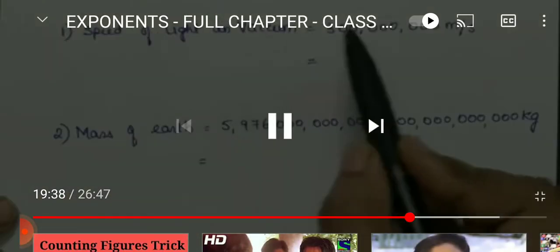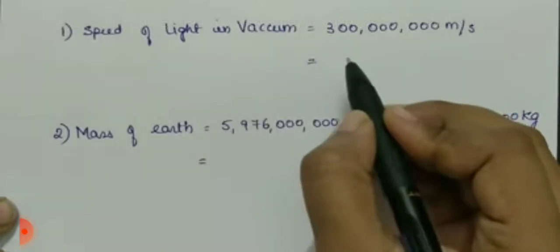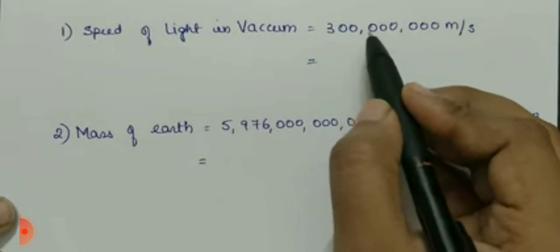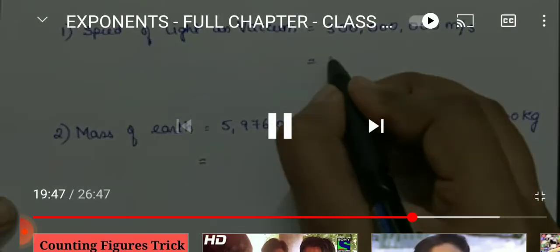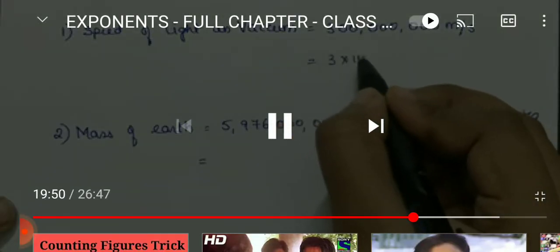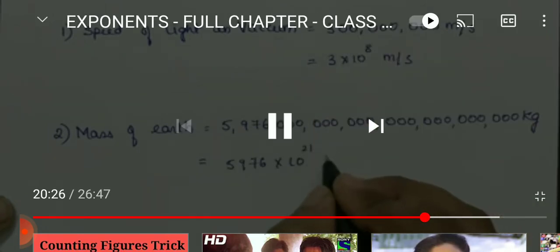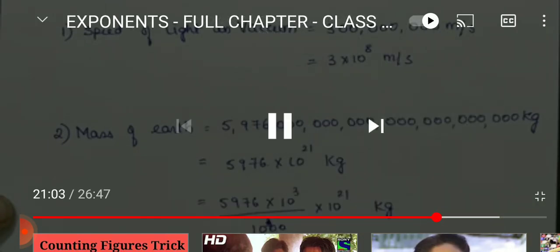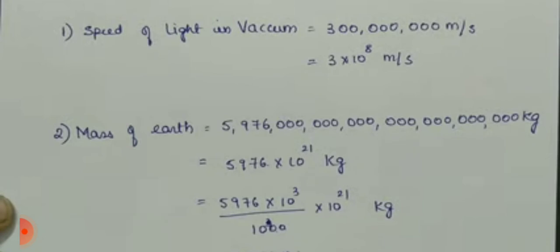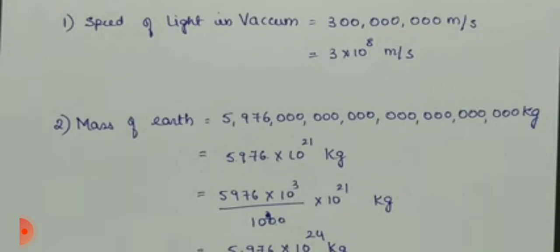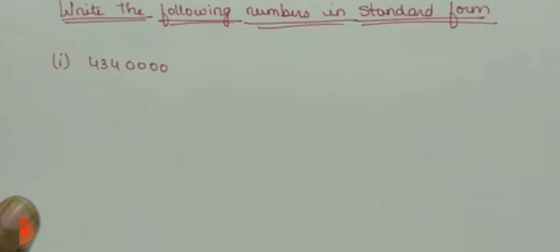Fourth term is this much. Using exponents, we need to express it in standard form. 5.976 into 10 to the power of, add 21 and 3. It is equal to 24 kgs. So it is equal to 5.976 into 10 to the power of 24 kgs. It is in standard form because 5.976 is greater than 1 and less than 10.